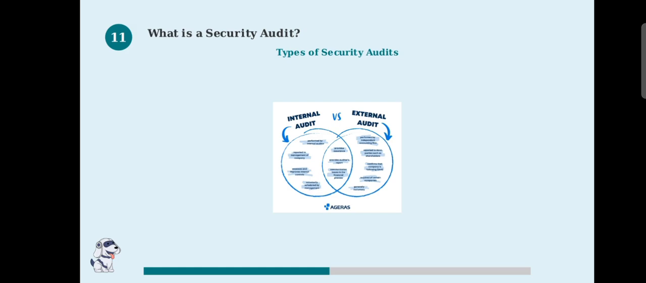External audits are conducted by independent third-party firms. They provide an objective assessment and are often required for compliance with regulations. External audits report to stakeholders and confirm adherence to standards like GAAP.